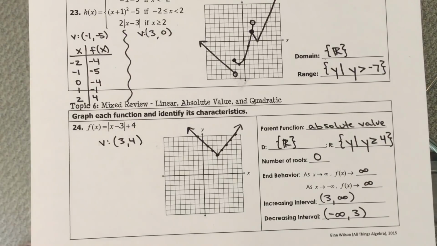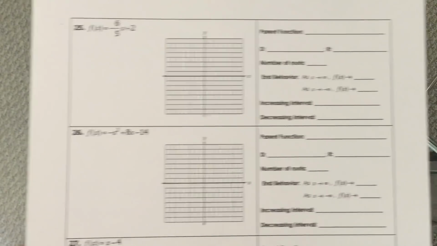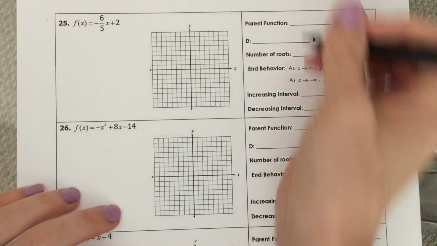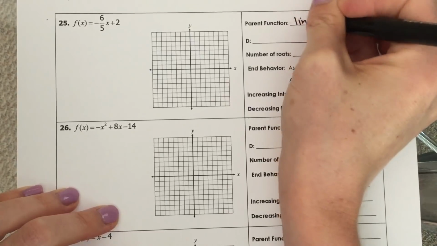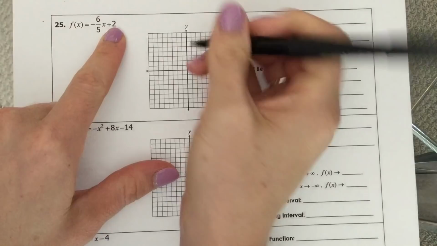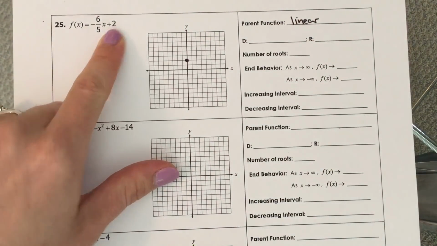Okay, so now we've got 4 more of these graphs on the next page. Just mixed practice, like the topic says. So this one is a linear function, and really these ones are like process of elimination. If it doesn't have absolute value and it doesn't have a squared in there anywhere, then it must be a linear function.